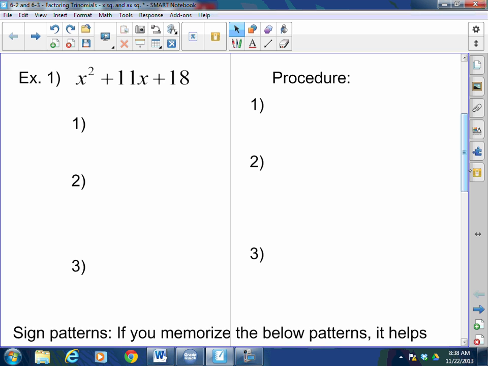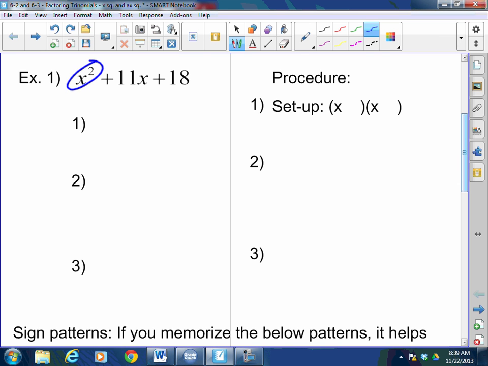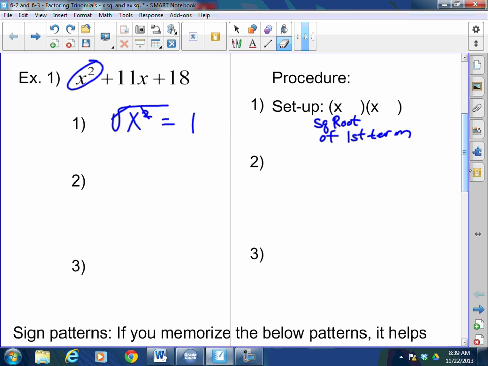Just follow my procedures, I beg you. Number 1, setup. I see an x and an x. Let me explain why. This is x squared here that we're starting with, correct? In our setup, this is the square root of the first term. Now you may be thinking, what is he talking about? If I take the square root of x squared, it cancels, it's x. So I'm taking the square root of that first term.